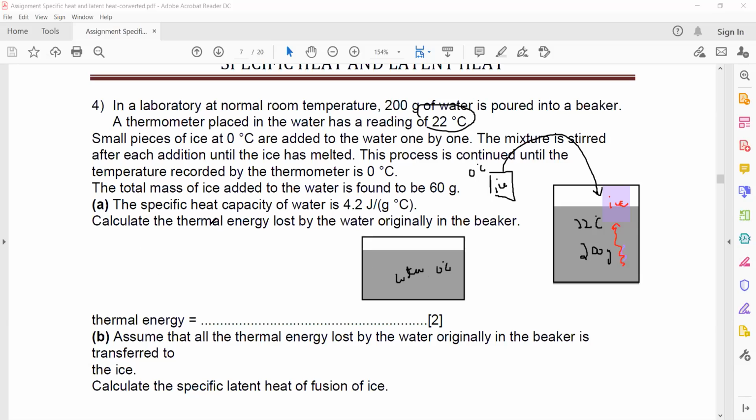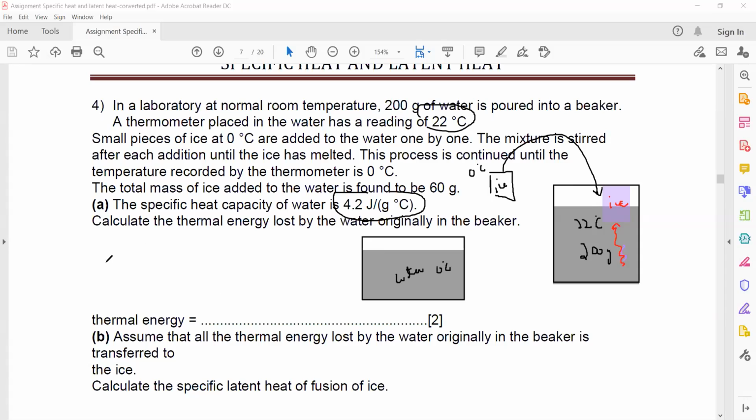Now in this question they ask, so water temperature is changing. Whenever there is a change in temperature, to find the energy you will use either specific heat capacity or heat capacity. So here in this question, the specific heat capacity of water is 4.2. Calculate the thermal energy lost by water originally in the beaker. Because when ice is melting, the amount of water will change. The water amount will increase. But the question they ask, compared to original value, what is the thermal energy lost?